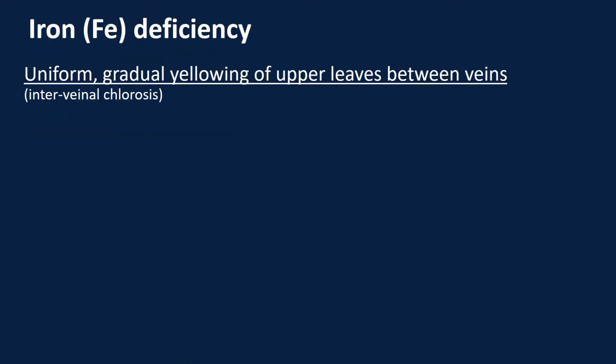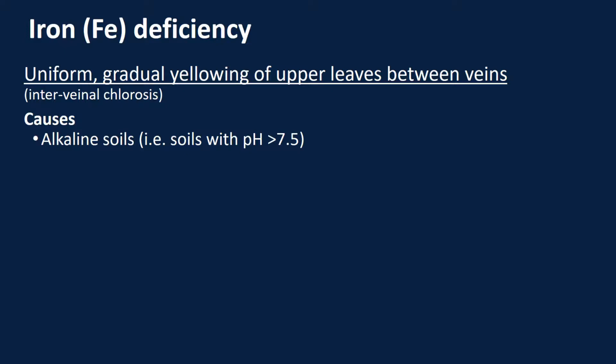Moving on to iron deficiency. With iron deficiency, it's a little different. We're actually seeing a gradual yellowing of upper leaves between the veins. So the veins themselves, we have this dark green vein, but the area between the veins is yellow. It's called interveinal chlorosis. And this can be caused by alkaline soil, so our soil pH is above 7.5.